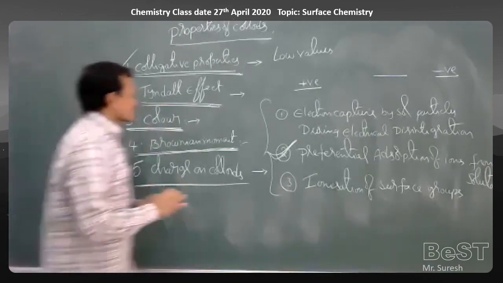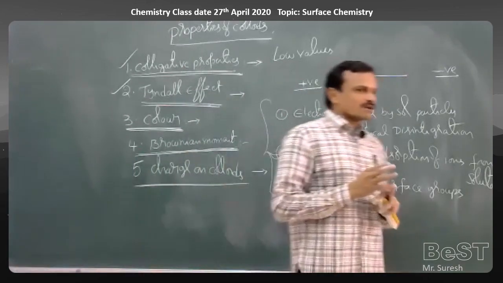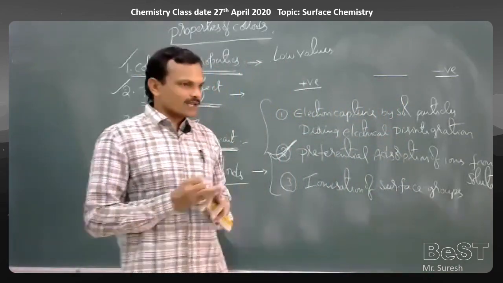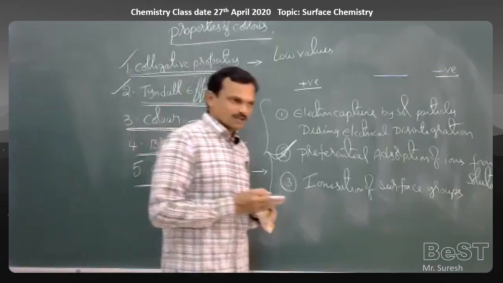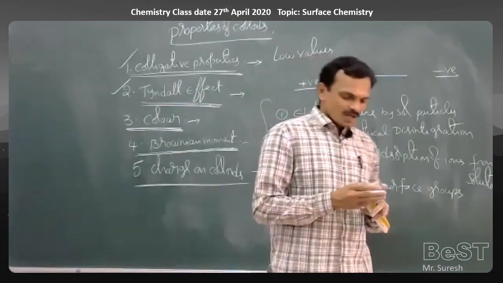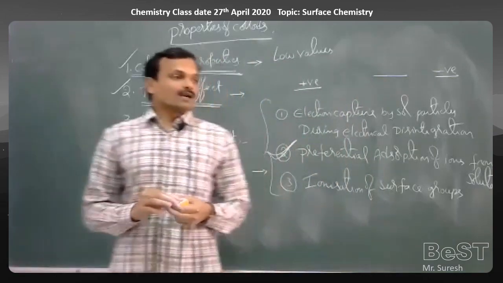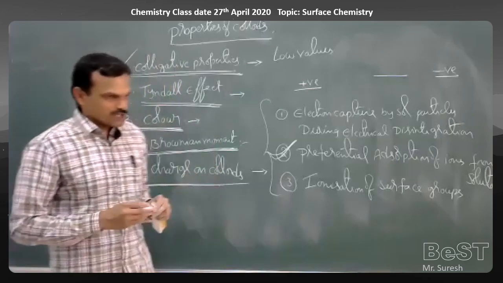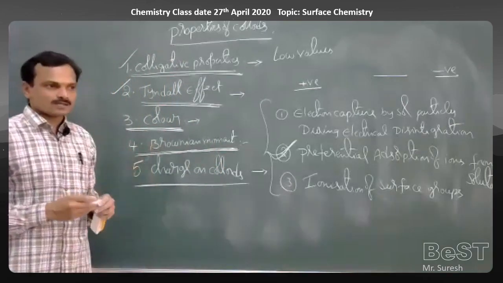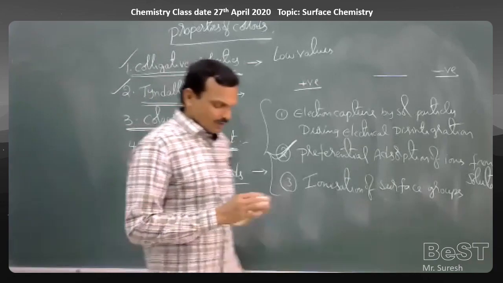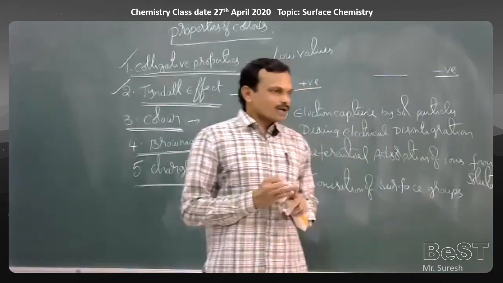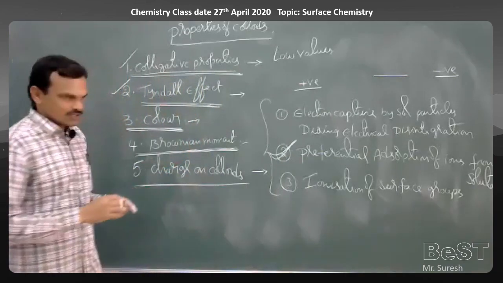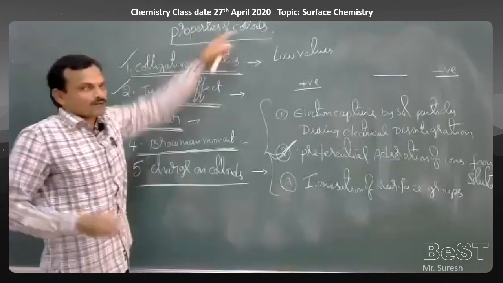Let's see what we discussed till now. The preparation methods of colloids: the first is chemical methods: oxidation, reduction, double decomposition. Next, the electrical disintegration method, and third, the peptization method. These are the three preparation methods. Afterwards, the purification methods. Three purification methods we discussed: dialysis, electrodialysis, and ultrafiltration.